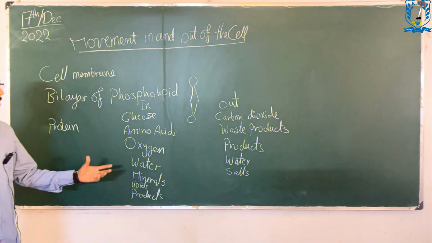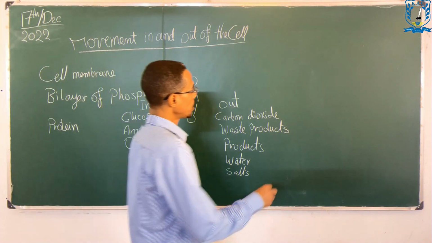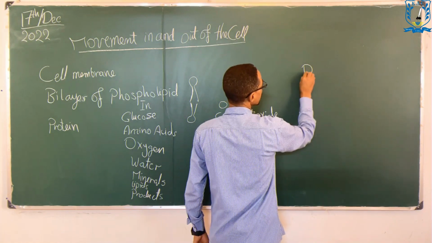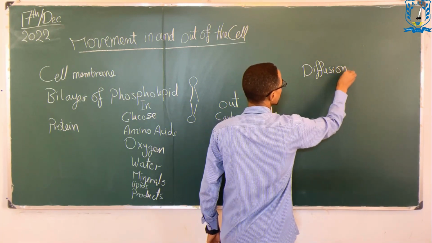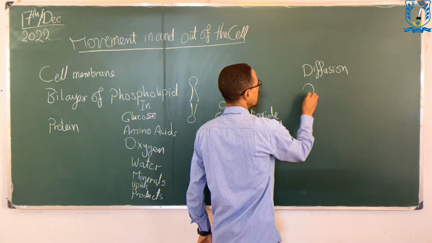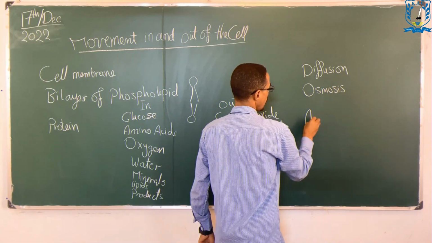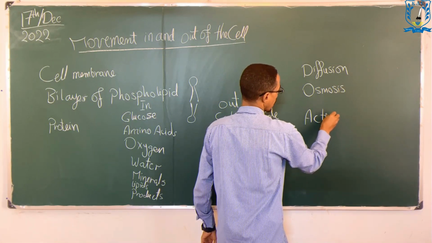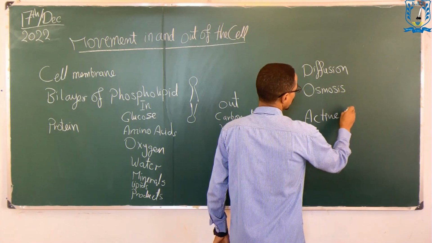So these substances are moved by one of the following processes: diffusion, osmosis, and active transport.